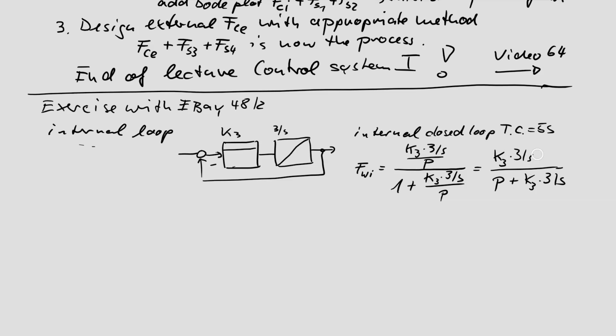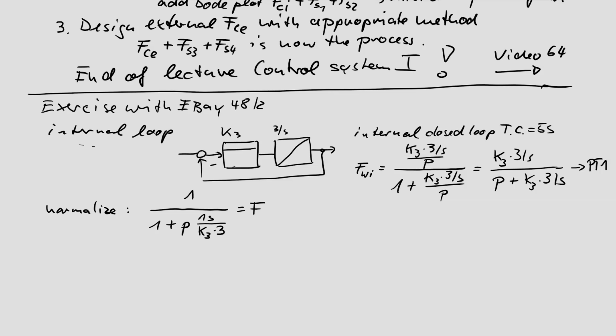And you see a constant in the numerator and a first order term in the denominator. This is a PT1. The closed loop internal system behaves like a PT1. We have to normalize this, otherwise we cannot identify the time constant. Normalizing means in a polynomial function, the term without a p should be set to 1. So we have to divide by 3 K3 per second. And you see in the numerator we have a 1, and in the denominator we have 1 plus p divided by 1 second divided by K3 times 3.